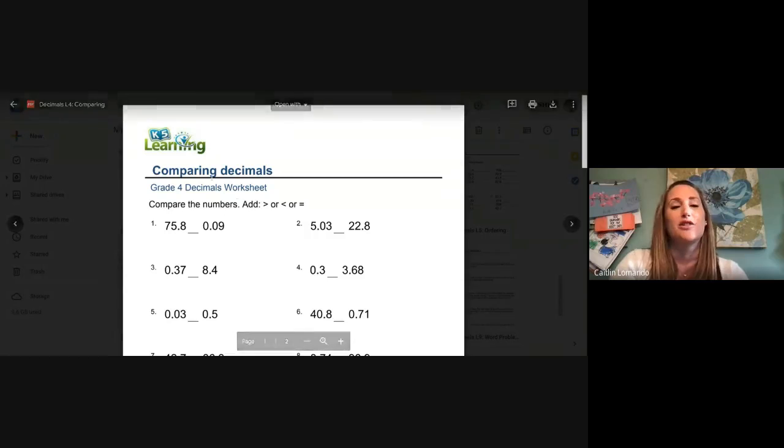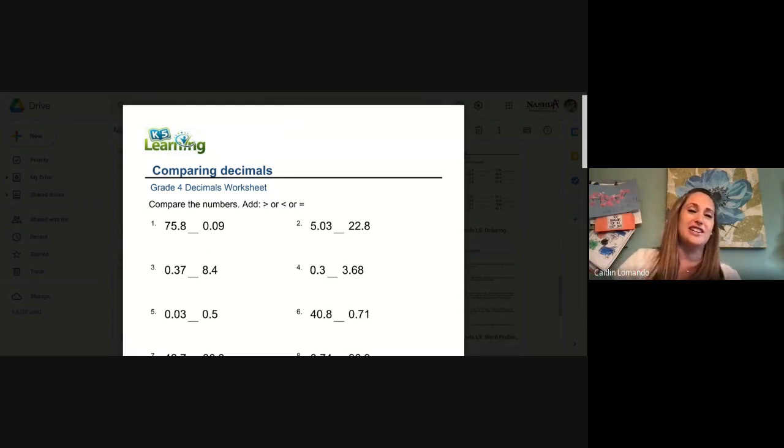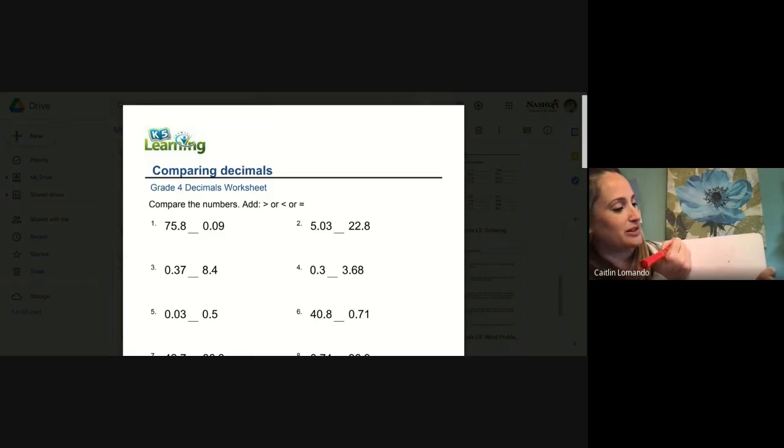All right, so first one is going to be super easy because we have 75 and 8/10 and 9 hundredths. Well, think about it like money, right? If we look before the decimal point, we have 75. That's like $75. If we look before the decimal point here, that's a zero, $0. Oh my gosh, we don't even have to really do anything with the decimals because $75 is a lot more than $0.